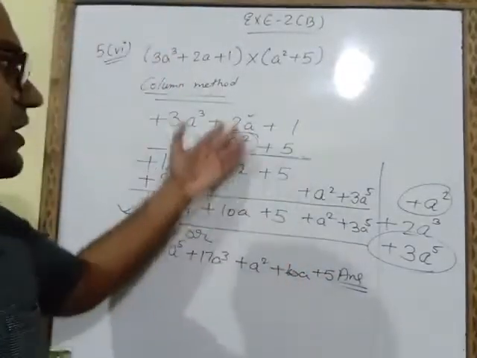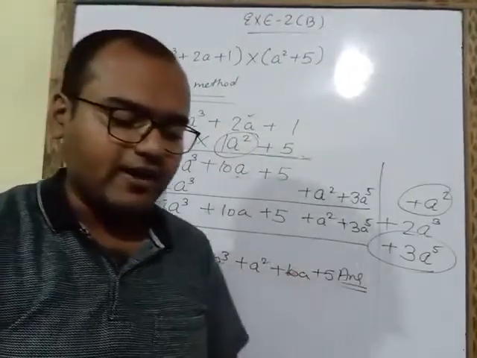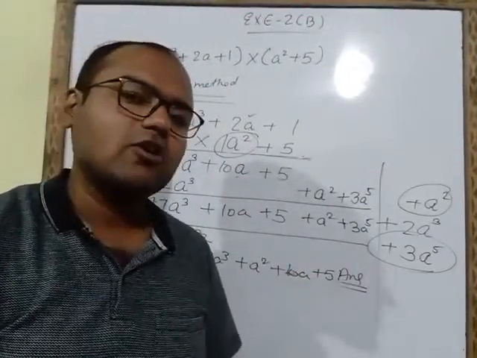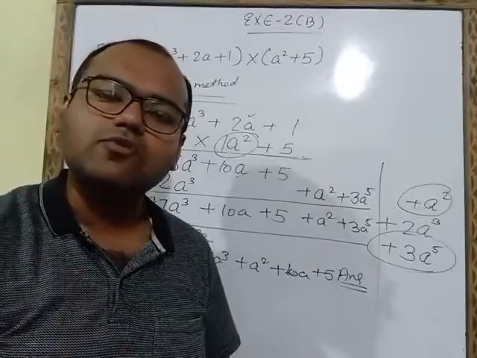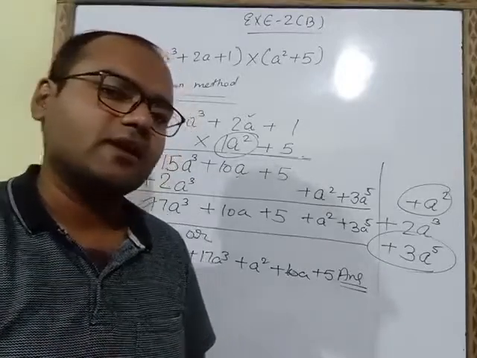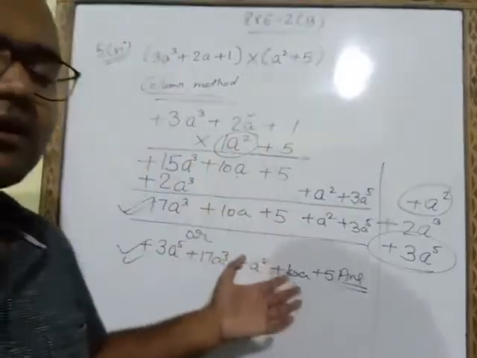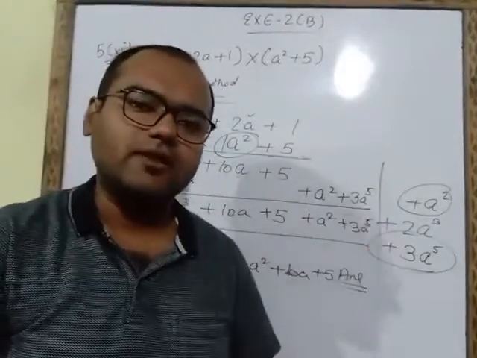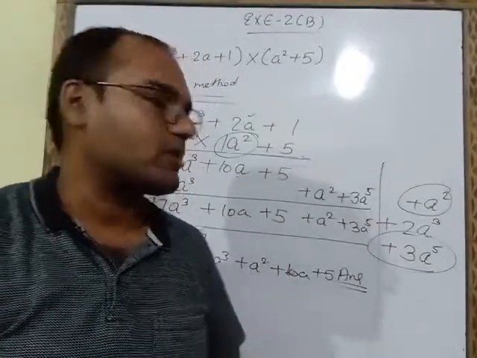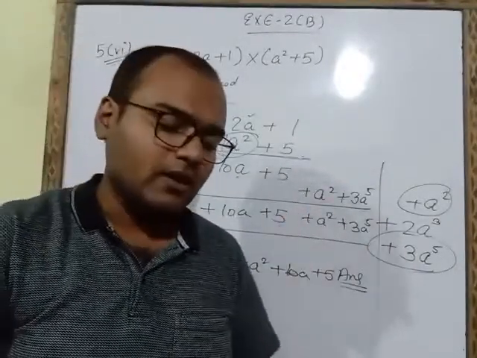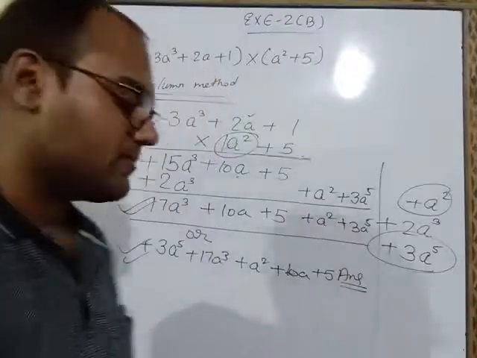So this is the column method. In the question heading, it is not mentioned which method you have to use, so you can use any method. Either you can use this column method or you can use the horizontal method. So like this you have to do question number 5. Now see question number 6.